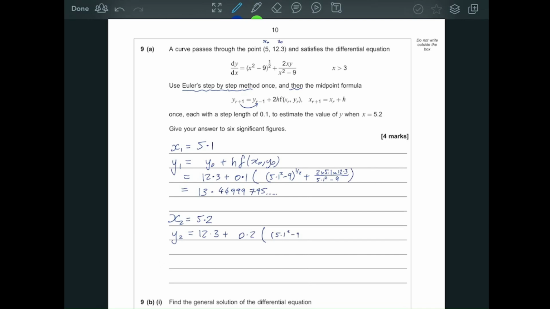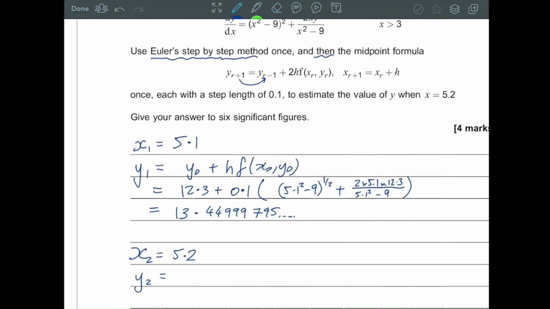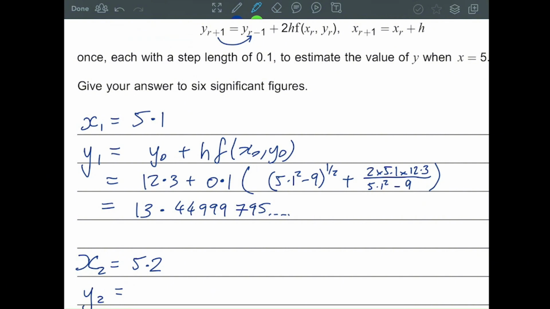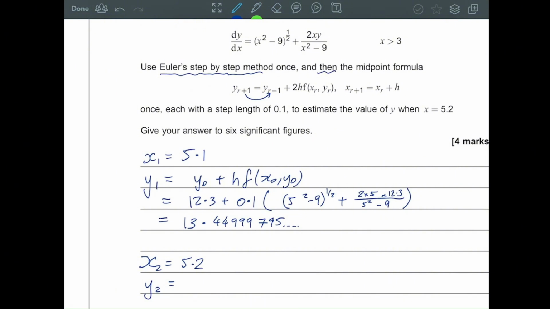I have noticed, which is highly unfortunate, that I have used the wrong values in here. So I've labelled this as x0, but then I've subbed x1 into the expression. So unfortunately, this needs fixing. I should just be subbing 5 in, not 5.1. Well done if any of you were screaming at that as a mistake.